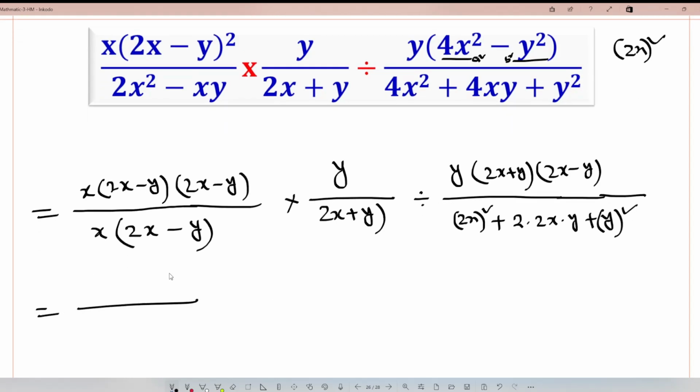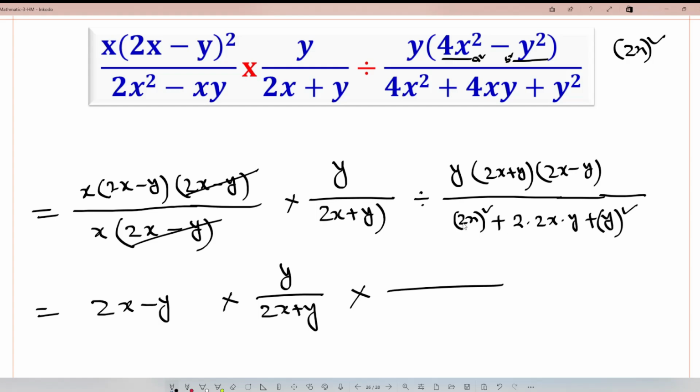So here we can cut this one, like 2x minus y, 2x minus y we can cut out. So here is x times (2x minus y) divided by x times this; x and x we can cut. So here is only 2x minus y, and here is y divided by 2x plus y.